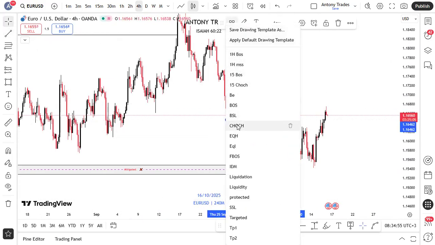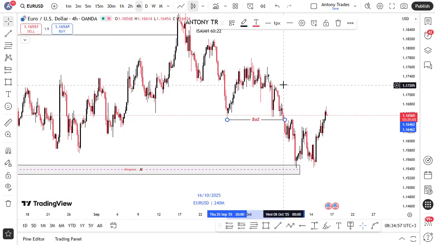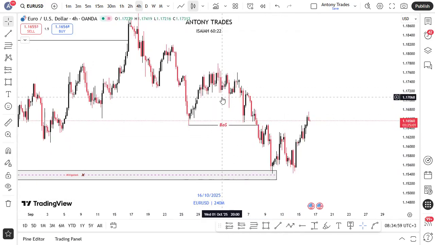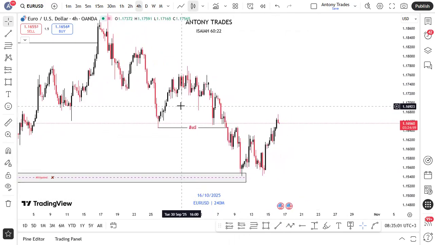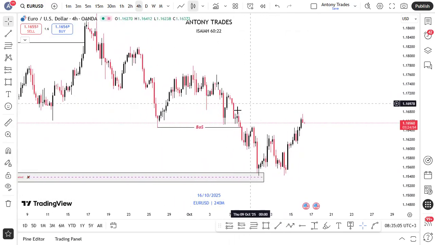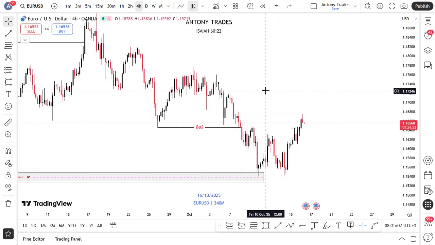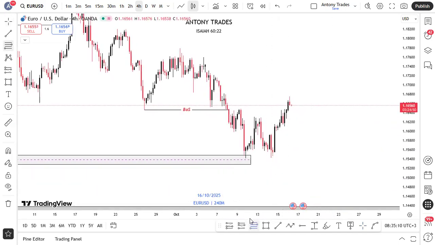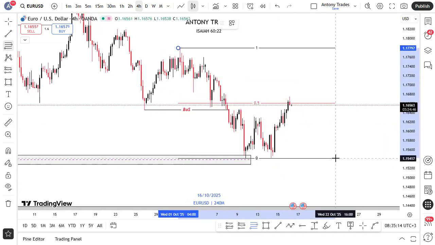We have a break of structure. We are on a 4-hour time frame, and this is where you are supposed to execute your trade. So this is our 4-hour time frame break of structure. Now, what will I do? I pick my Fibonacci tool, I place it from the swing high to the swing low like this.